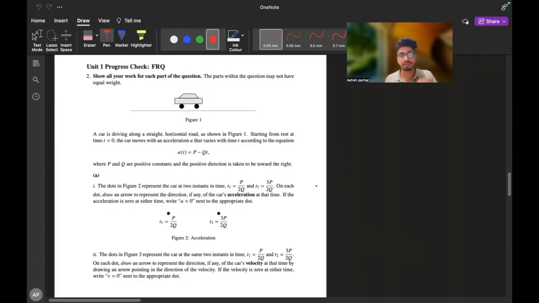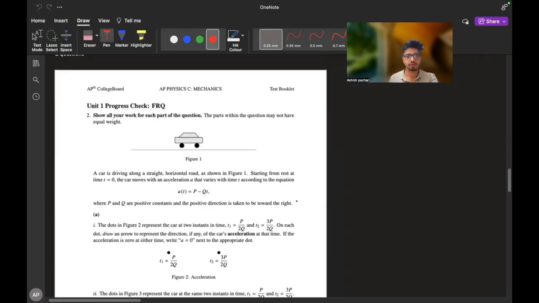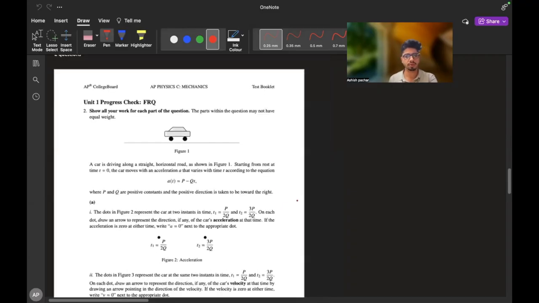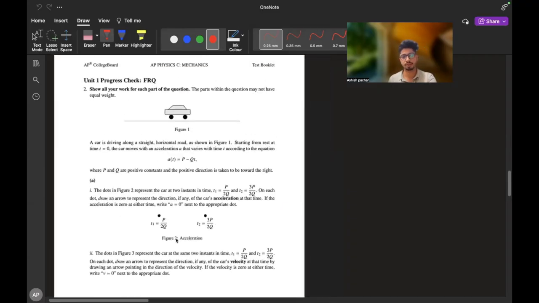Okay, so this is the second FRQ that we are trying to solve of the mechanics one. Basically, first I want to show this question. So this is the question. First I request you to go and please try it first, then look into the solution. So this is the first part of the question.